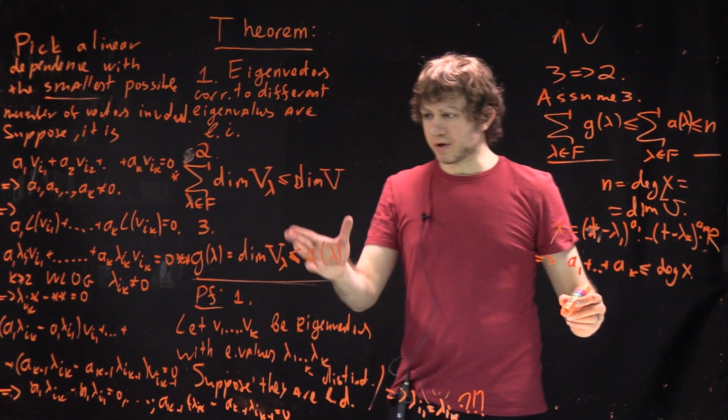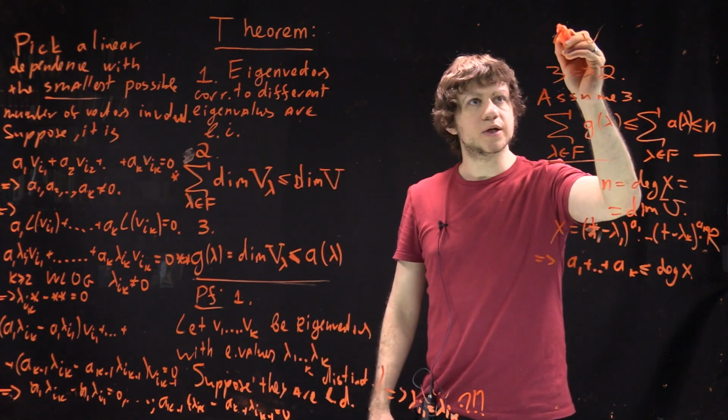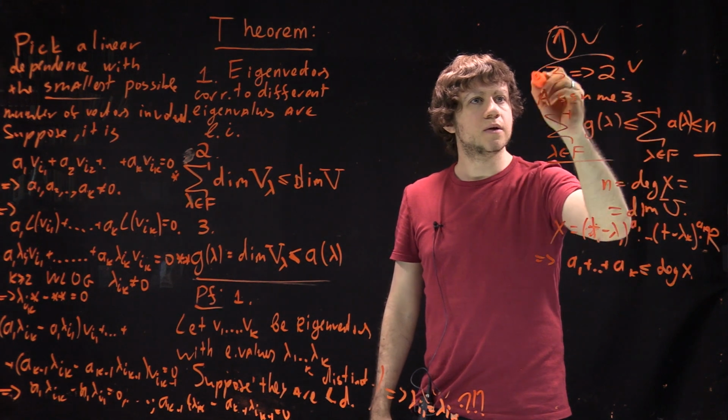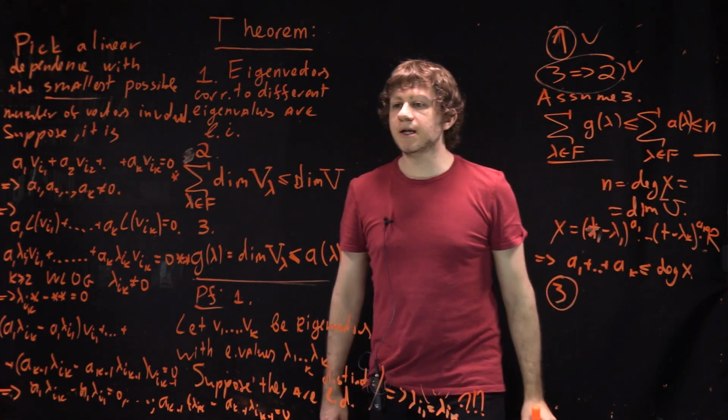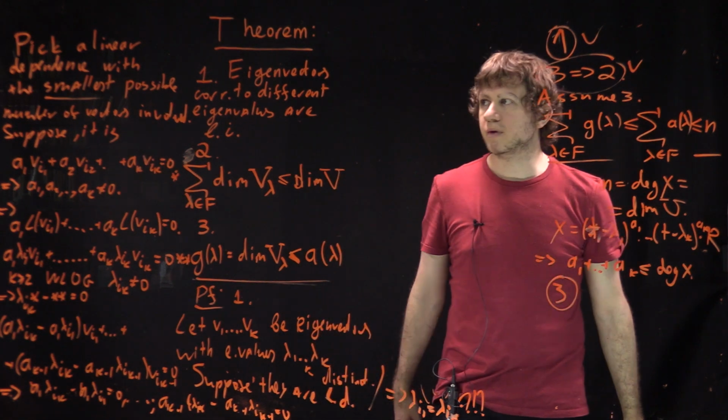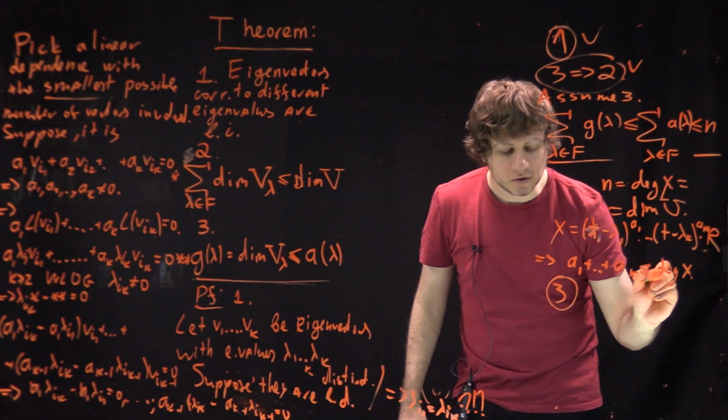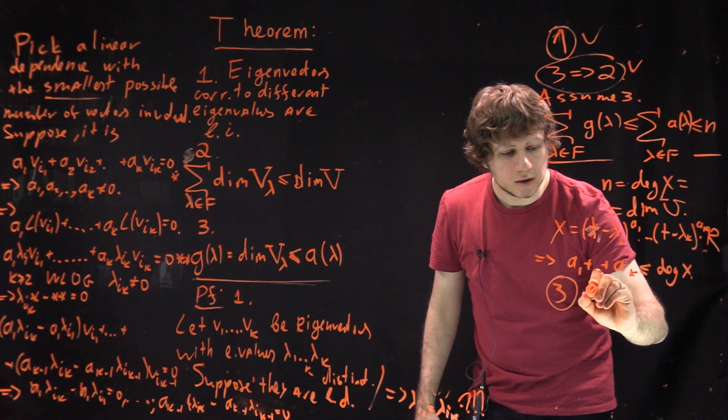So now let me prove 3. So 1 is done, this is done, and now I want to show 3. For 3, I need a lemma, and the lemma is actually a very important and nice lemma in general. So, lemma.